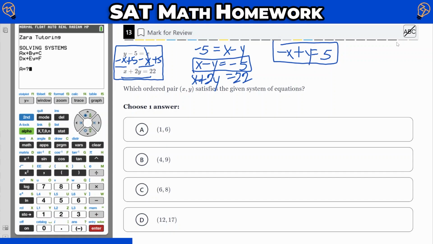So that was pretty quick as far as the process goes. Of course, I talked through it, but normally it's fairly quick. We'll go ahead and input the coefficients of 1, -1 for this coefficient there, and then -5. So if I'm using this equation, and then for this bottom one, we have 1 in front of the x, 2 in front of the y, and 22 as the constant. And notice we get our ordered pair as 4, 9, making the correct answer B.